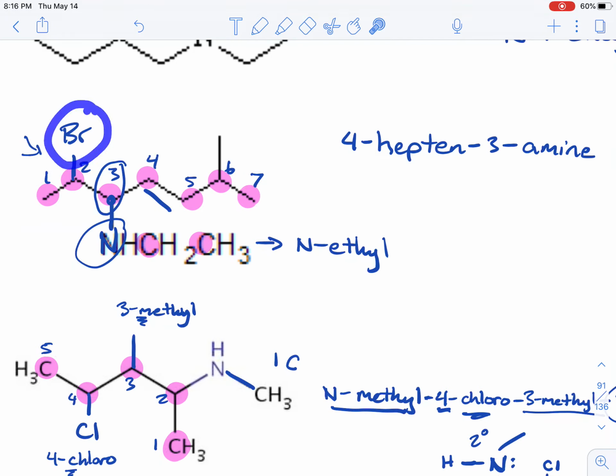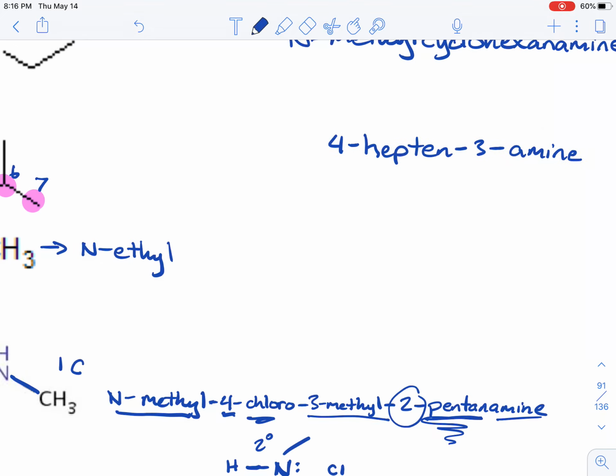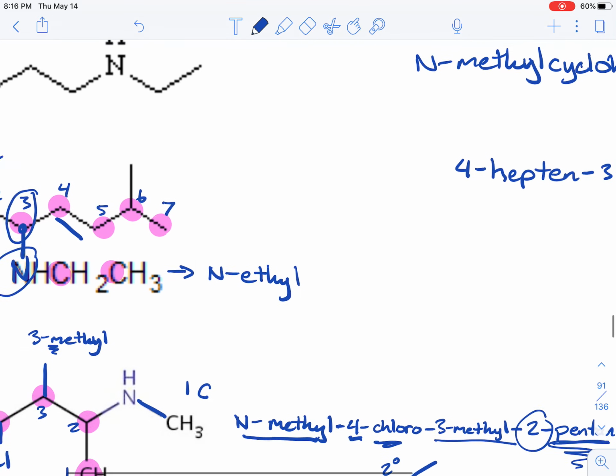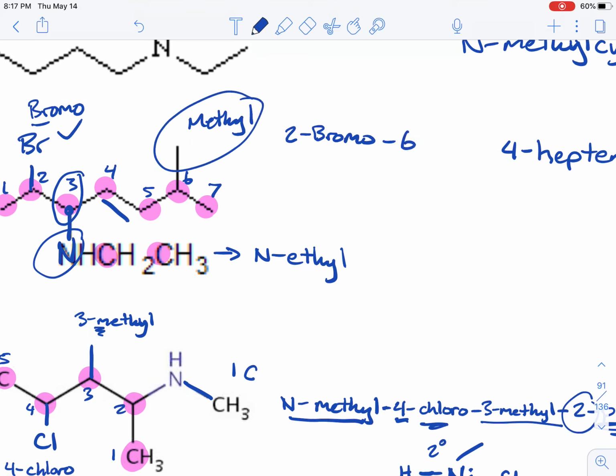So the last thing I need to describe is my substituent. Here I have a 2-bromo and I have a 6-methyl. So since those two substituents are found on the carbon chain, I'm going to go ahead and add on to it. So bromo, the B in bromo comes before the M in methyl. And so I have 2-bromo. Once this is named, I can go ahead and do my methyl. So this is going to be 6-methyl.